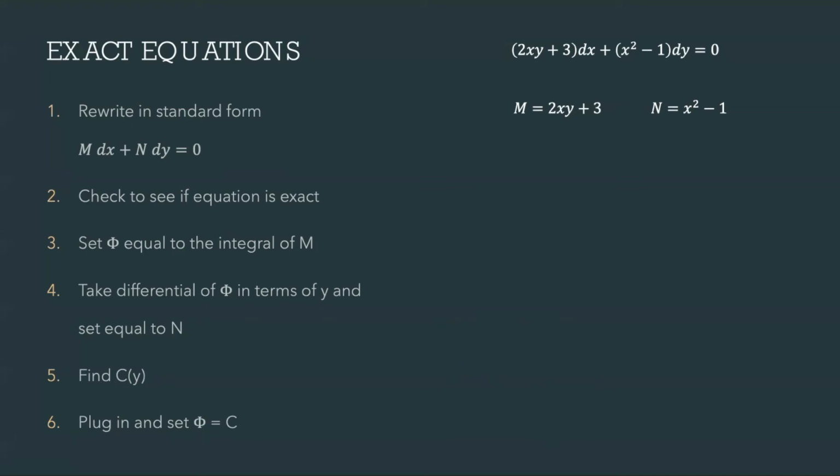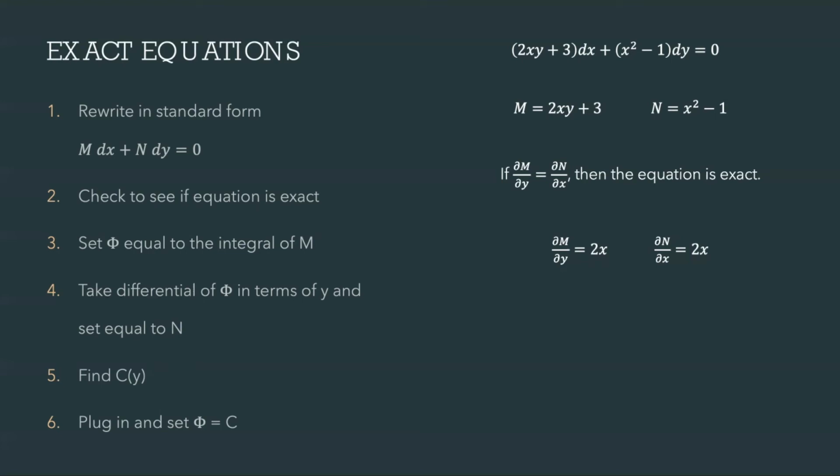Moving on, step 2 is to check if the equation is exact. So what I've written here is that if the differential of m in terms of y is equal to the differential of n in terms of x, then the equation is exact. So let's apply that to this example. The differential of m in terms of y would be 2x, and the differential of n over x is also 2x. So these are equal, so this equation is exact.